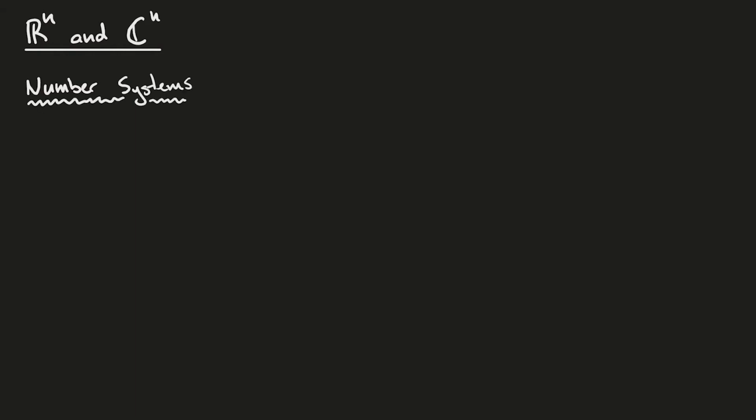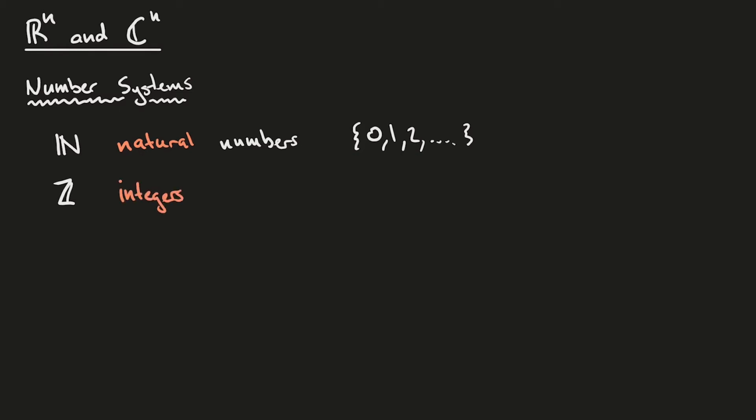So the number systems we'll be using are the natural numbers N, these include numbers like 0, 1, 2, 3, and so on. Then we'll be using the integers, Z. So these include the natural numbers like 1, 2, 3, and so on, but also the negative numbers, -1, -2, and so on.